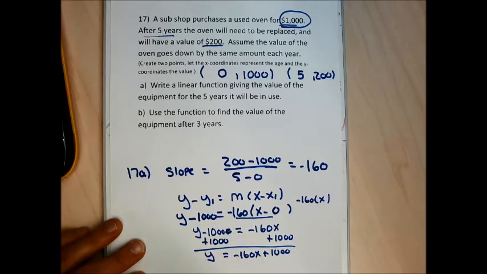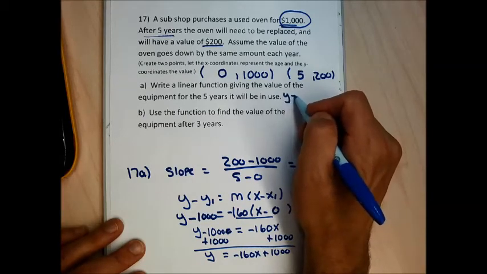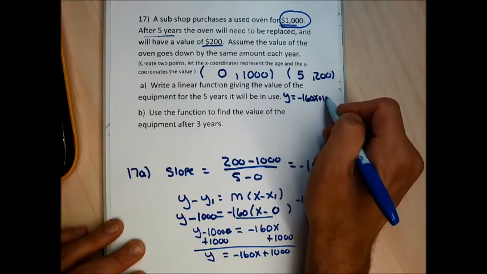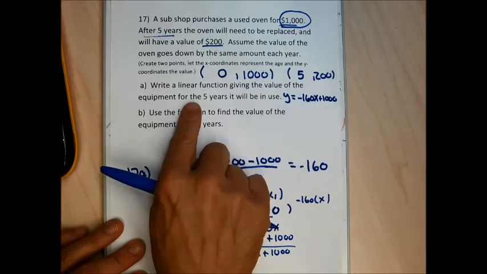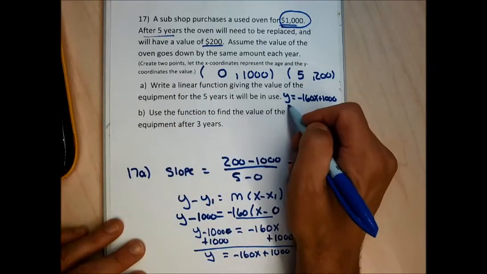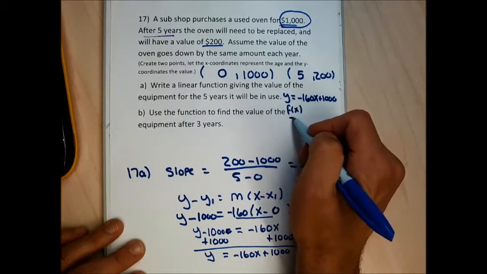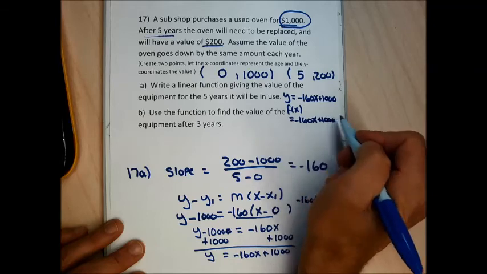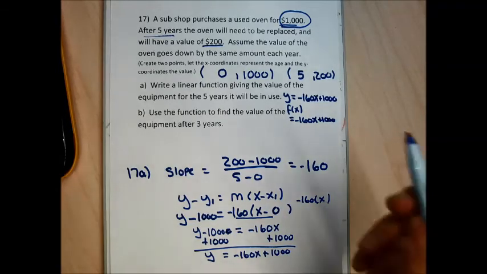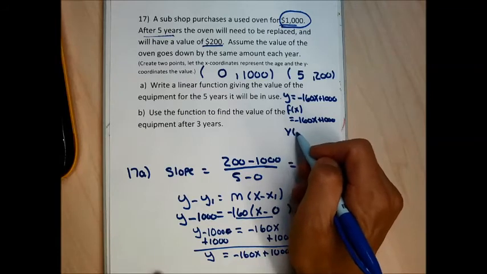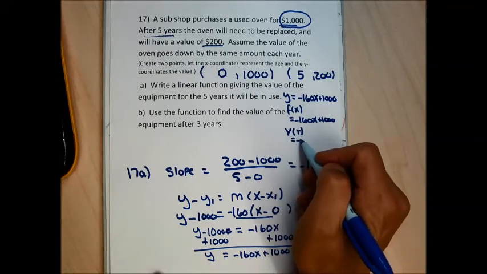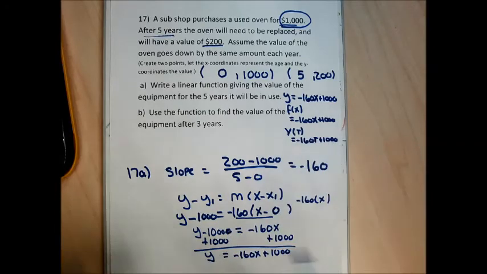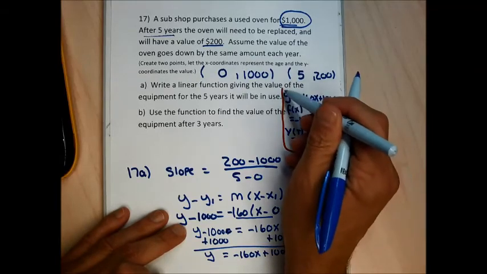So an answer to part A, the equation that will help me figure out the value of this oven is y equals negative 160x plus 1,000. I'm asked to use function notation because it says find a linear function. So a better answer might be f of x equals negative 160x plus 1,000. And if you want to get really fancy, you can do v for value, t for the time in years. You could write v of t equals negative 160t plus 1,000.